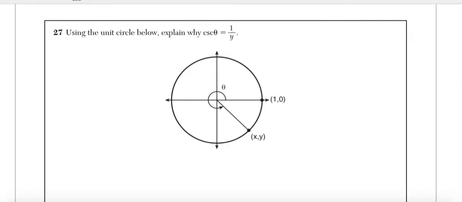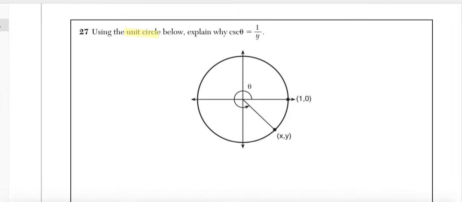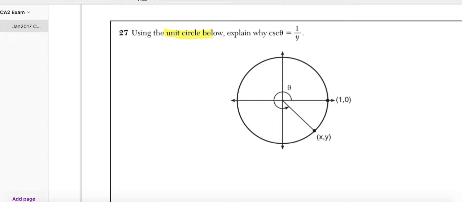Using the unit circle below, explain why cosecant theta is equal to 1 over y. If you know your trig, guys, it won't be difficult. So first thing is you need to understand what a unit circle is. A unit circle has a radius of 1 and a center at the origin, which is the point 0, 0.